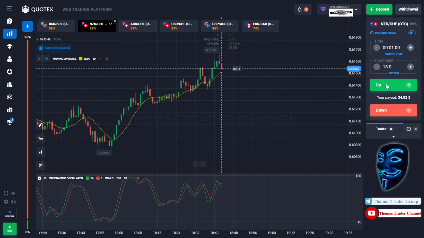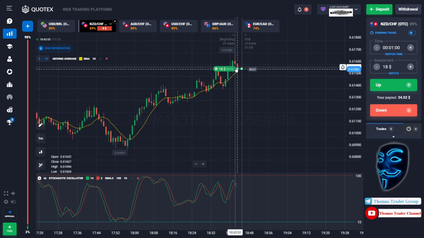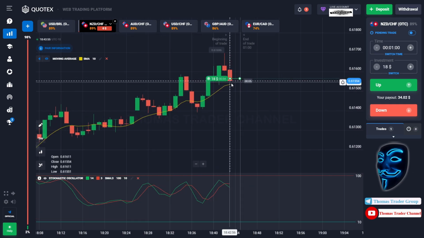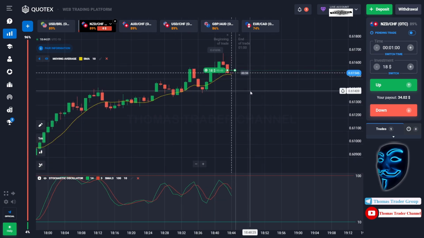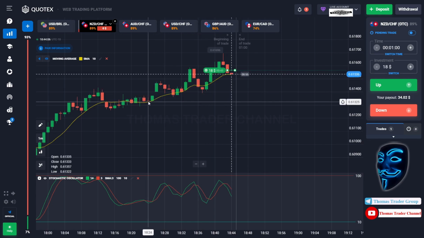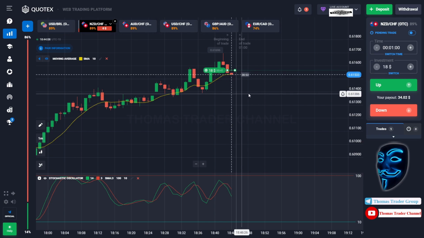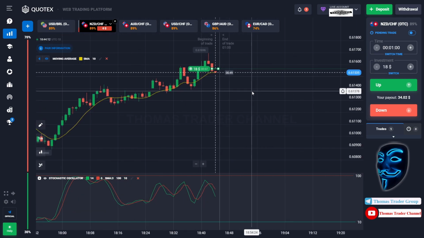Over here we can open buy for 1 minute. As you can see, the market is going bullish and the market has already touched the moving average line. When the market touches the moving average line, it will make a rebound and it will continue the bullish trend. Here is the example. Let's prove it and let's wait till the end of our trade.